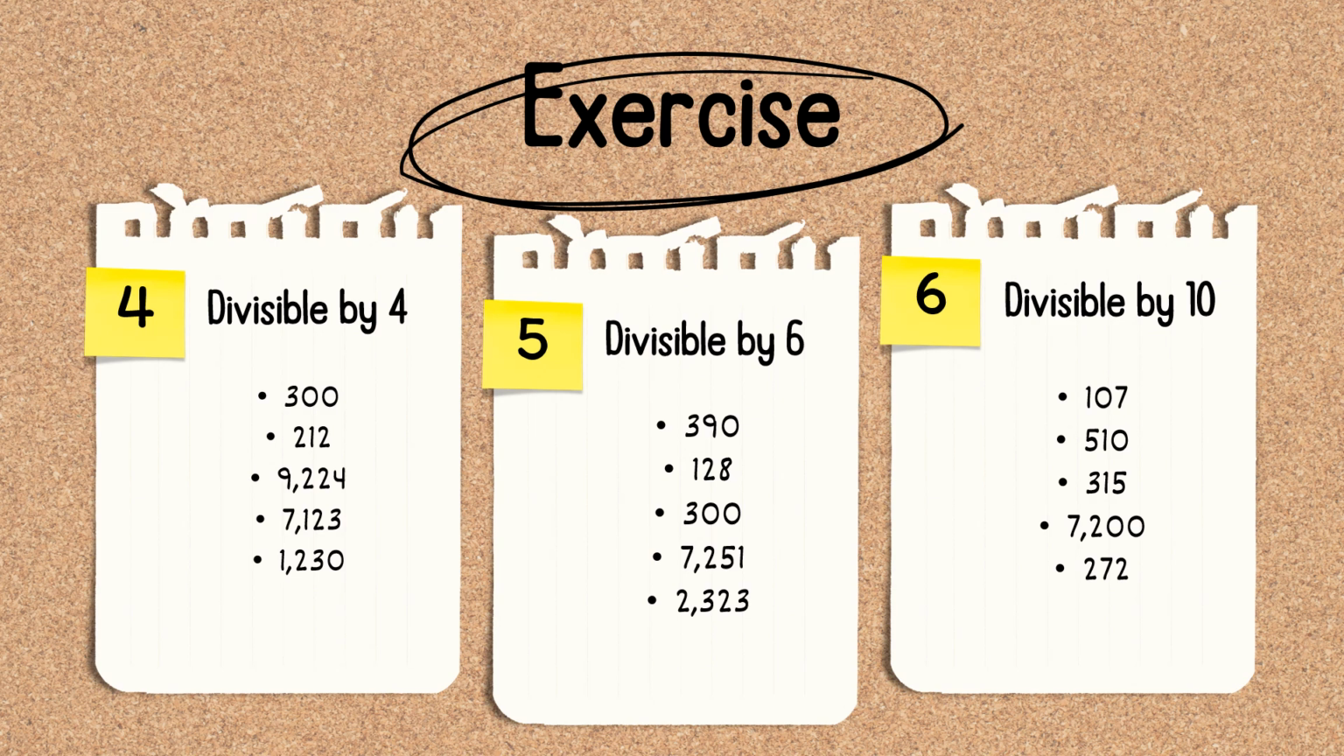We will move to divisible by 10, and it is very easy. What is the rule of 10? The rule of 10 is any number that ends with 0 is divisible by 10. 107 doesn't end with 0, so it's not divisible by 10.